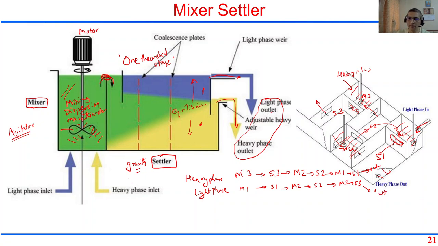Do you see that the heavy phase is going to go from mixer 3 to mixer 2 to mixer 1, whereas the light phase is going to go from mixer 1 to mixer 2 to mixer 3. So they are going to go in a countercurrent manner.